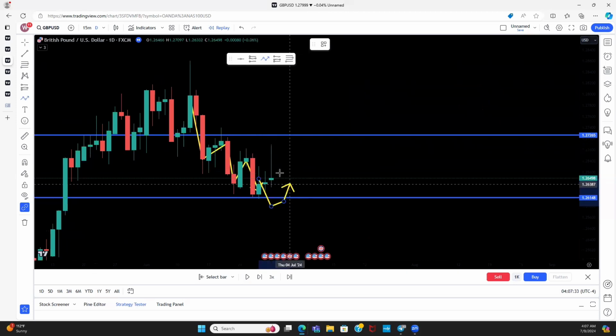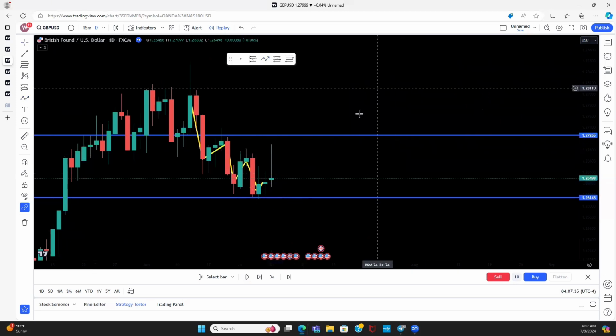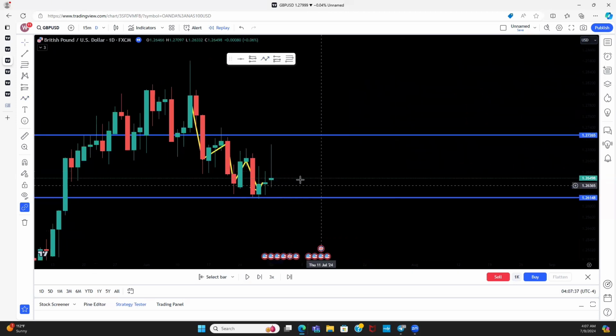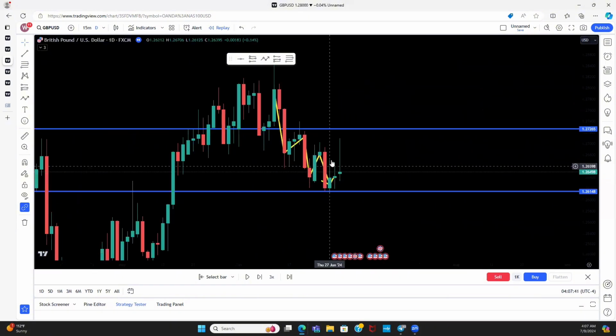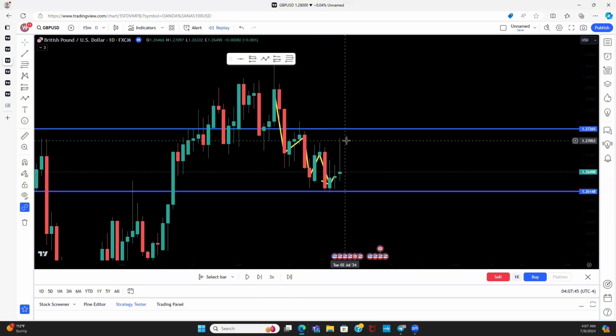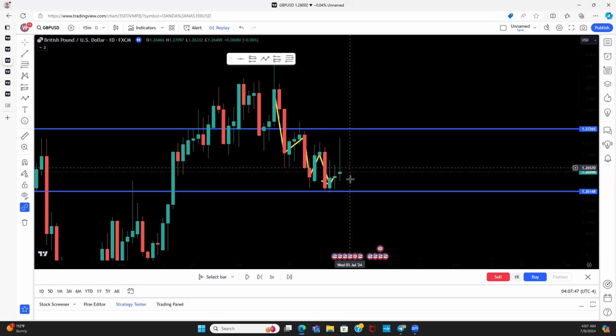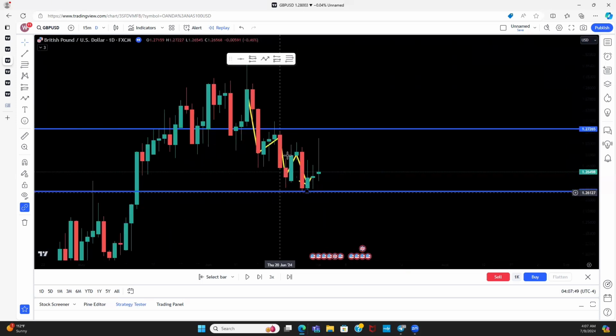So then once we saw price fail to do that, then comes the next step, which is to wait for price to break the support level, treat it as resistance, or break the resistance level, treat it as support. Now, in this case, since we're in a downtrend, that means we want to enter positions on resistance levels.